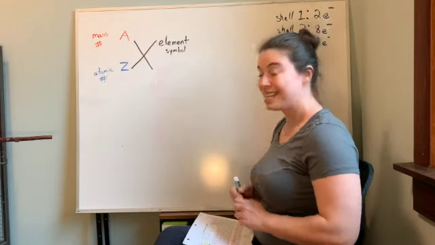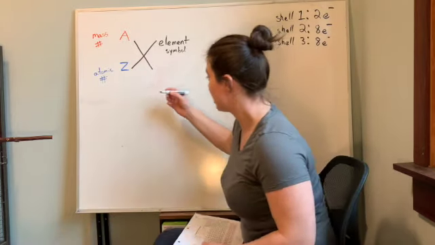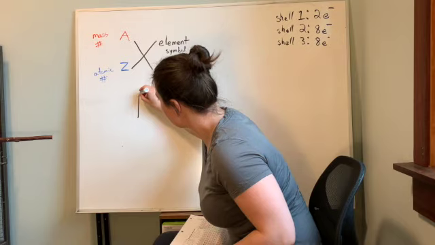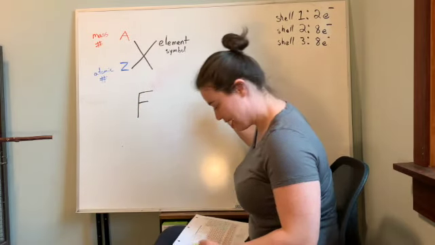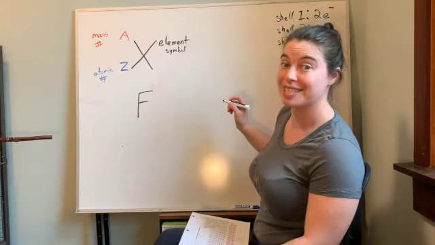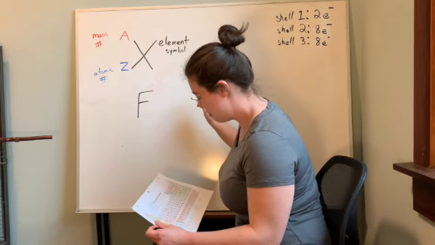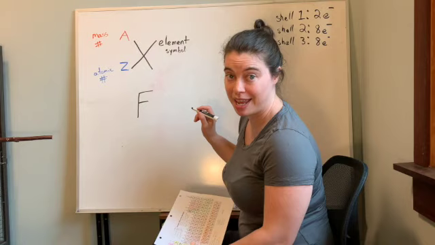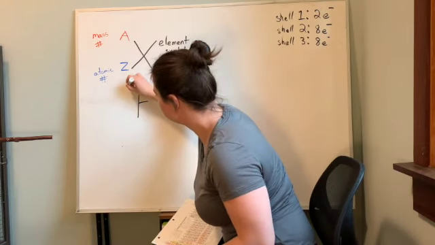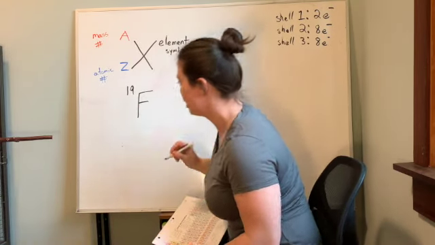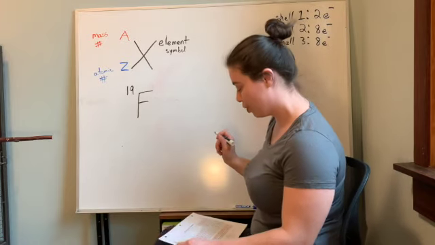Fluorine is element number 9 on the periodic table. Its symbol is a capital F. You can find it in the second row in column 7A. Fluorine has a mass of 18.998, which I'm going to round and call 19. So we're dealing with fluorine-19 here, an isotope of fluorine.